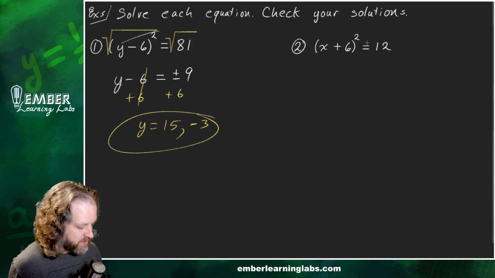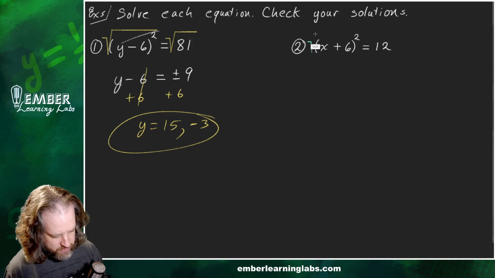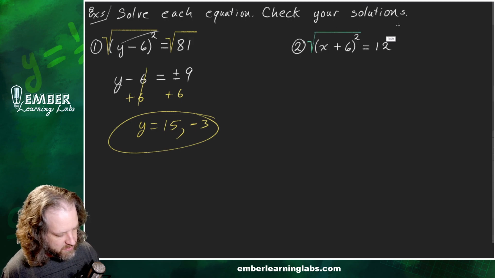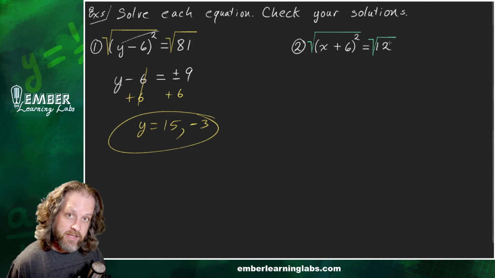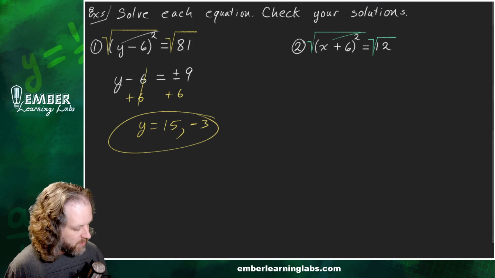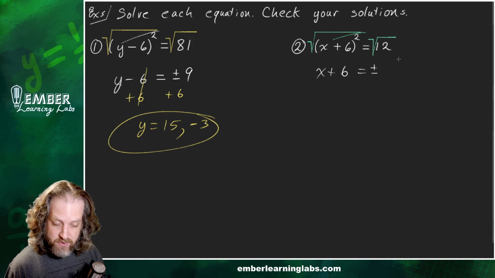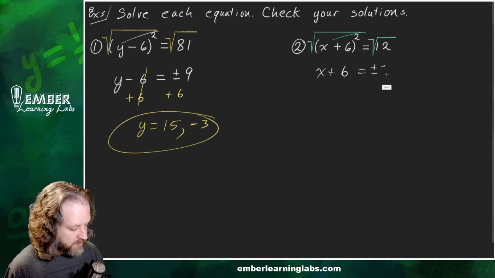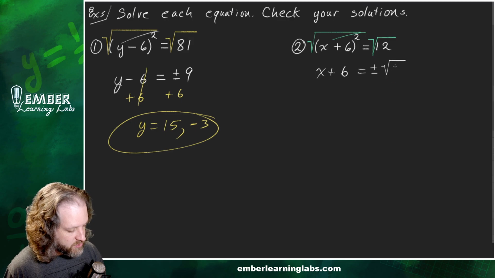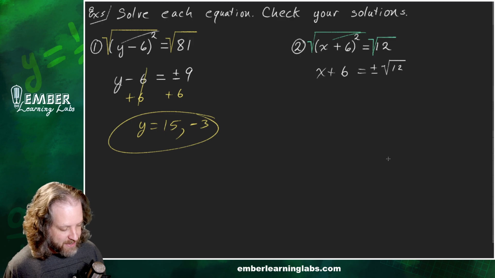What about this guy? Let's solve this one. Going to take the square root of both sides. Ooh, that's an ugly square root. I'm going to leave it like that. We'll talk about that in a second. So x plus 6 equals plus or minus the square root of 12, because whenever we take the square root of both sides, we get plus or minus. That's an irrational number. It doesn't have a perfect solution.